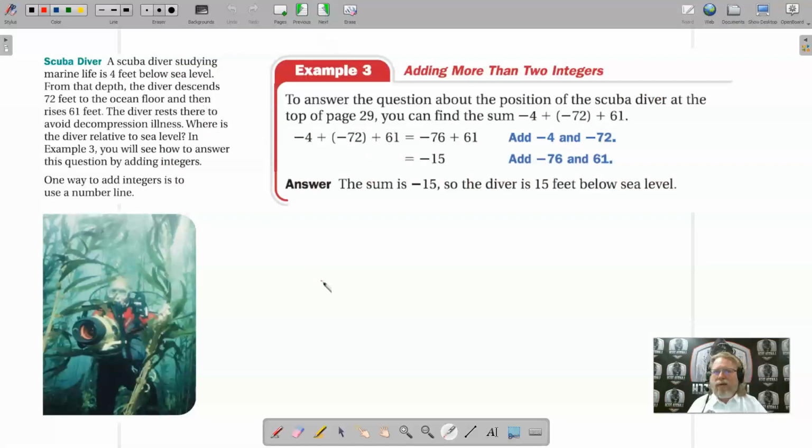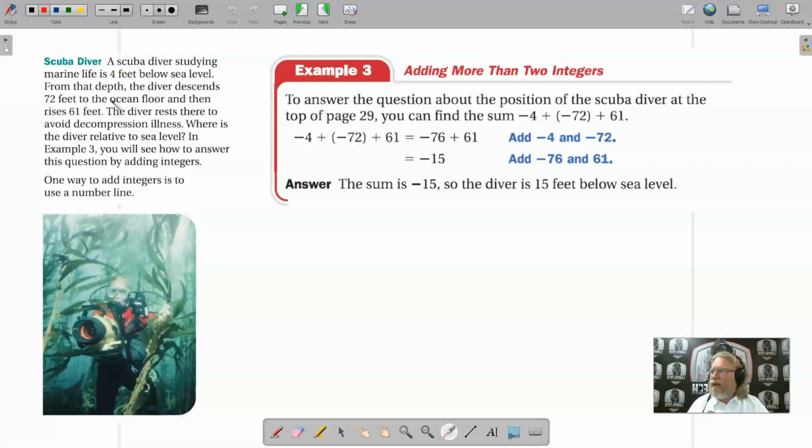So here we are at that scuba diver question, right? And here we have, this repeats it. I'll go ahead and read it again. This is from the first page. A scuba diver studying marine life. He's 4 feet below sea level. So we're starting at negative 4 below sea level. So that's why it's a negative 4.